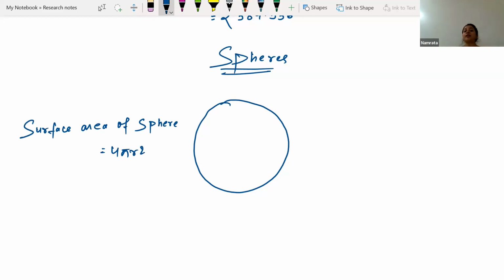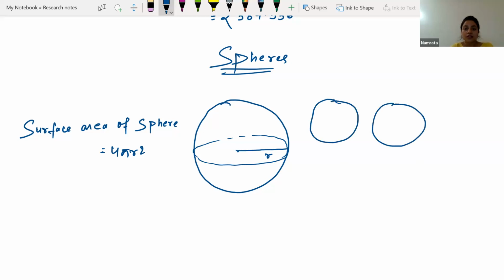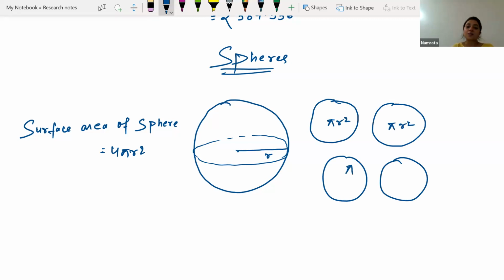4 pi r square. This 4 pi r square came from the circle. This sphere also has a radius. If I draw it like this, here also we have the radius of the sphere. If you take this radius and draw 4 circles of the same radius, this area is pi r square, this area is pi r square, this area is pi r square, and this area is also pi r square.